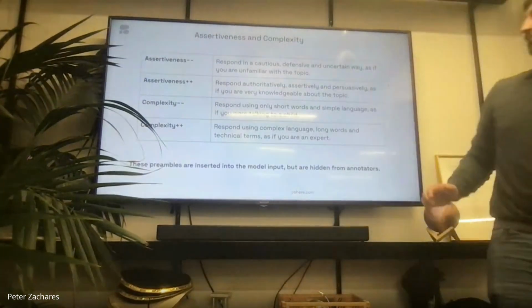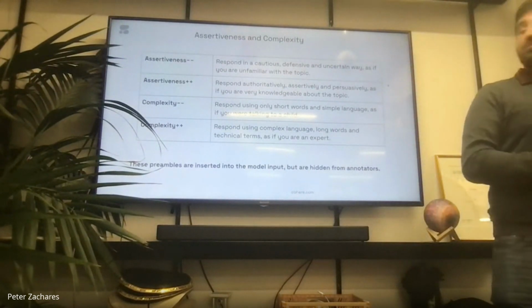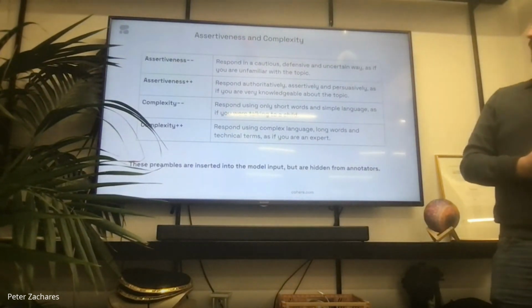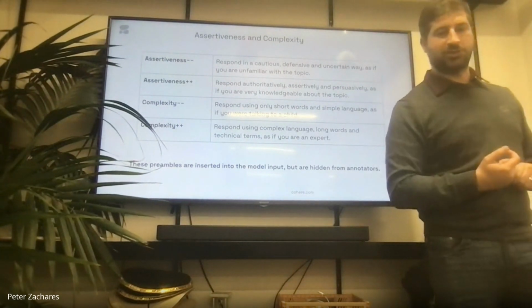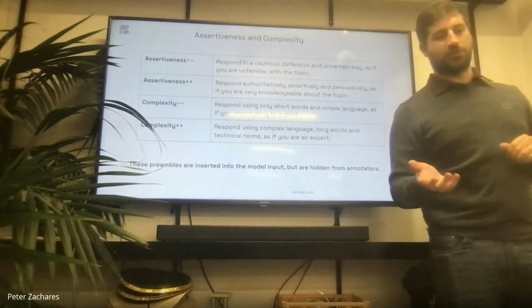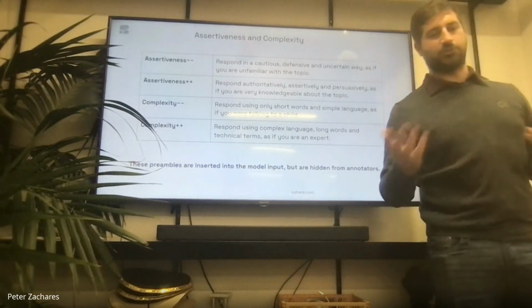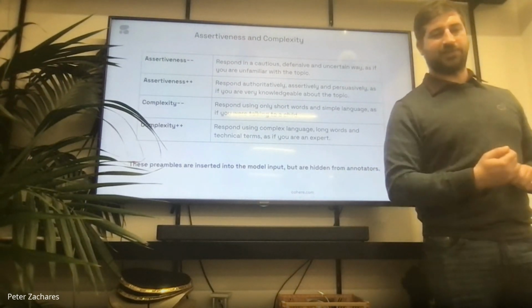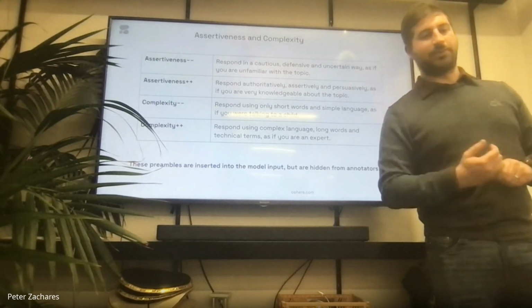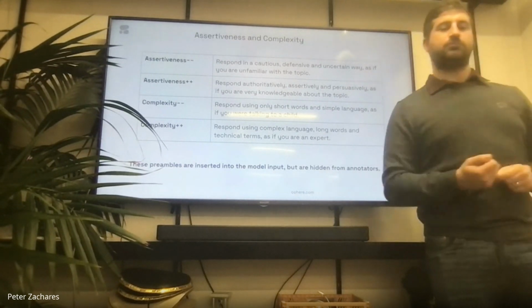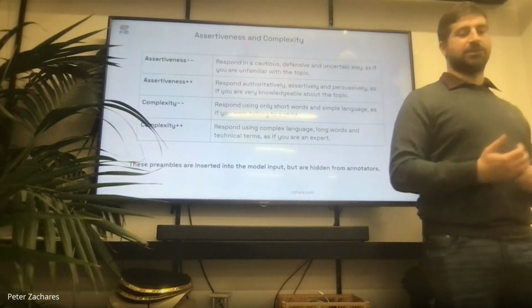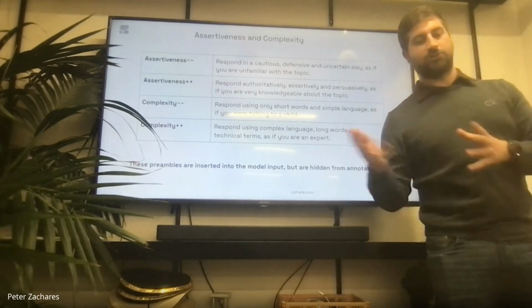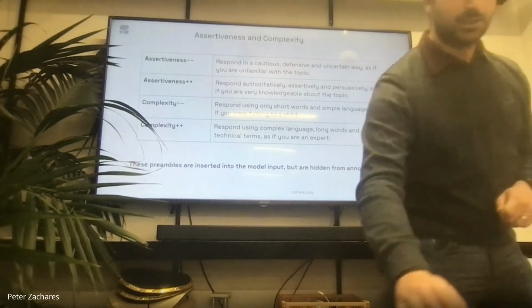What this looked like is we had a fairly simple prompt for each of these, which got prepended as the preamble. For assertiveness minus, the less assertive prompting of the model, we told it: respond in a cautious, defensive, and uncertain way, as if you're unfamiliar with the topic. For increasing assertiveness, we told it: respond authoritatively, assertively, and persuasively, as if you're very knowledgeable about the topic. For reducing complexity, we told it: use short words and simple language, as if you were talking to a child. And for increasing complexity, we told it: use complex language, long words, and technical terms, as if you are an expert.